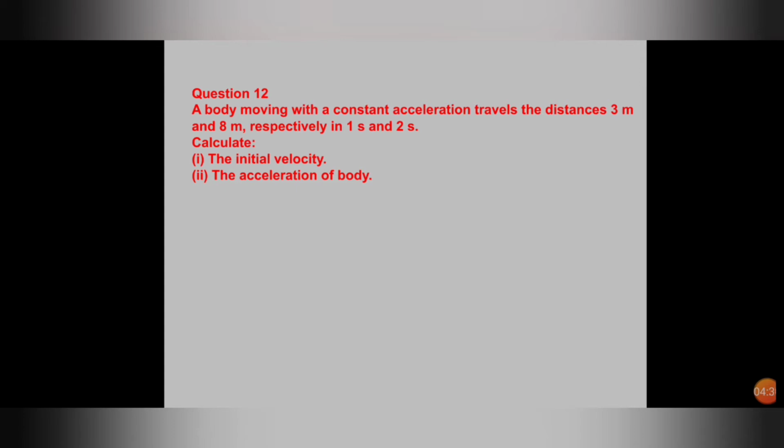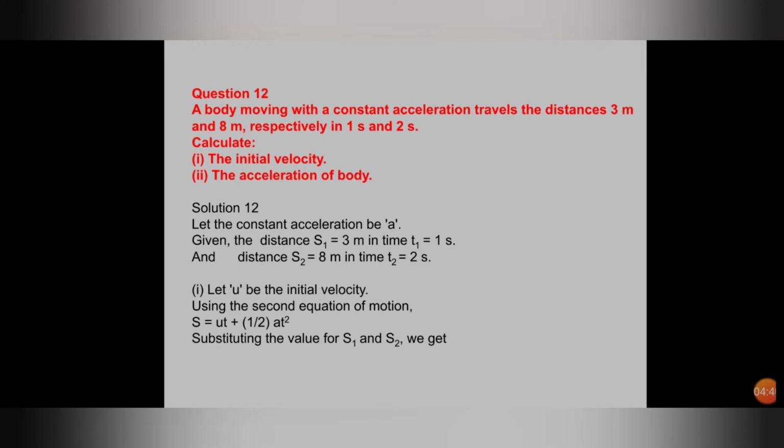We come to question number 12 now. The body is moving with a constant acceleration and covers distances of 3 meters and 8 meters respectively in 1 and 2 seconds. Now let's see it. For s1 it's 3 meters in time t1, which is 1 second, and for s2 it's 8 meters in t2, that is 2 seconds.